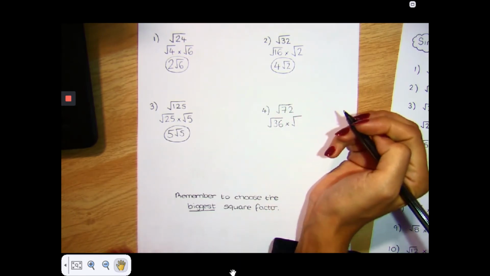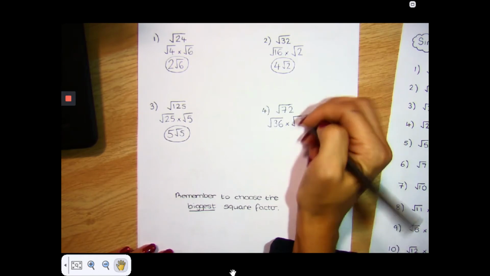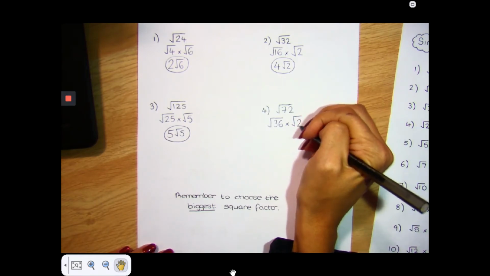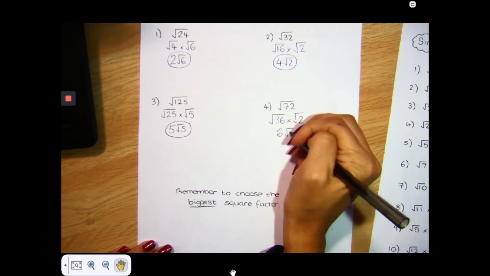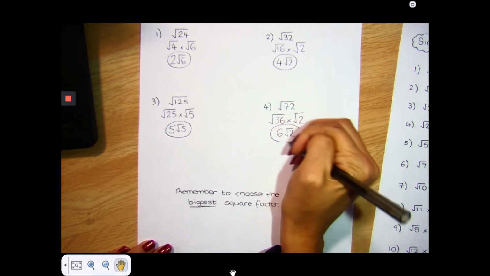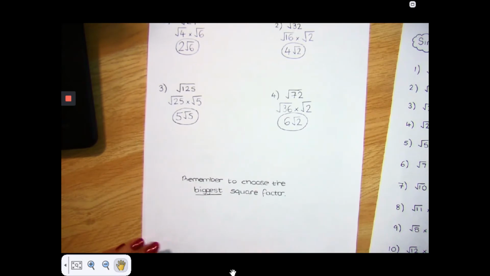Okay, now here are some for you to have a go at to check your understanding, and once again, after you've paused it, there'll be some answers. So pause now.